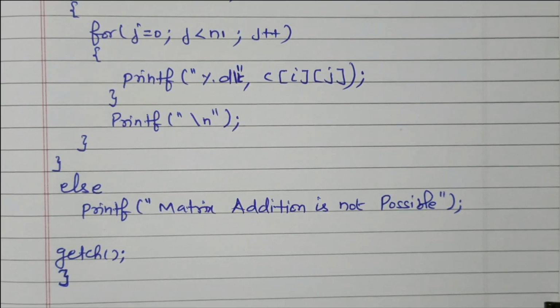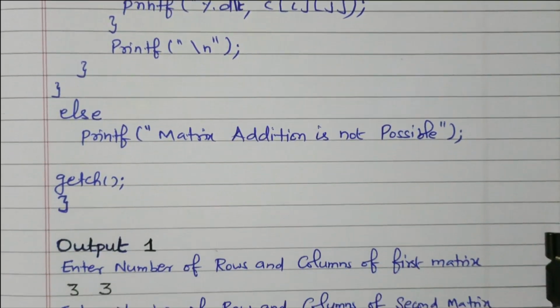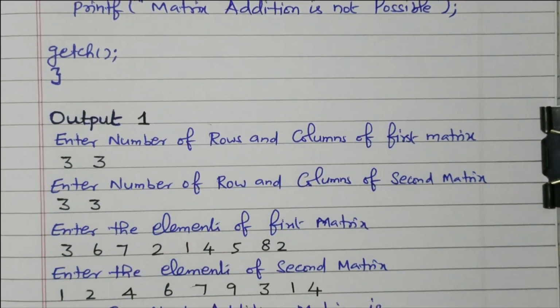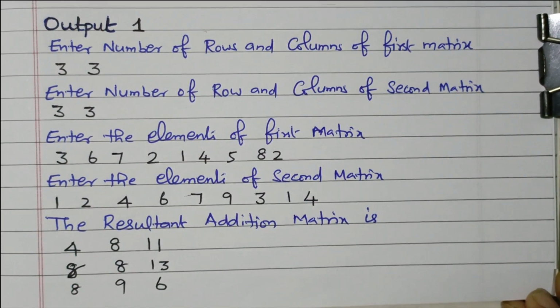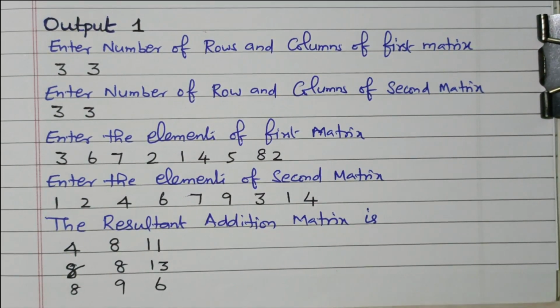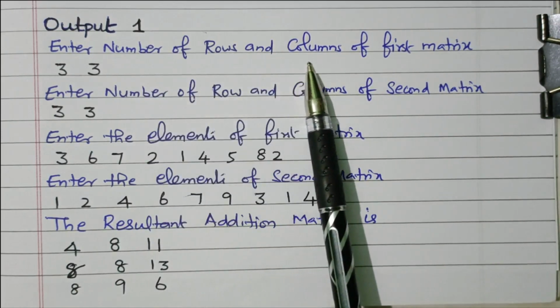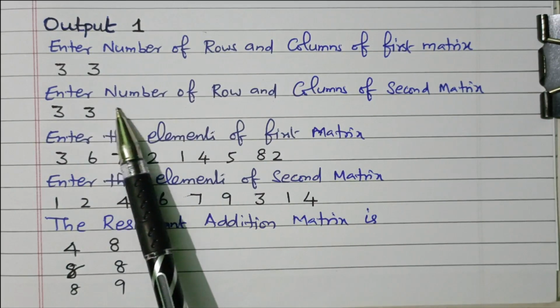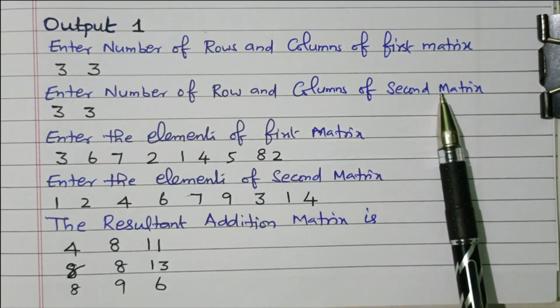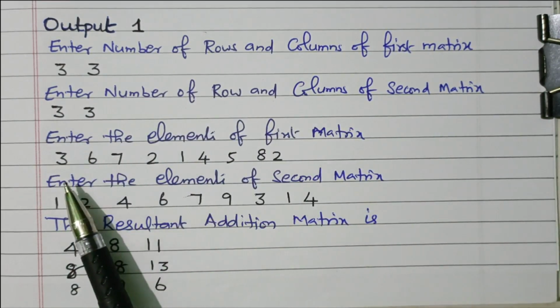Now we'll see the output for this program. What is the output we got? There are two cases available. One is that matrix addition is possible. Another is that matrix addition is not possible. First we will see the possible case. Enter number of rows and columns of first matrix. So the user entered 3, 3. Enter number of rows and columns of second matrix, that also 3, 3, right?